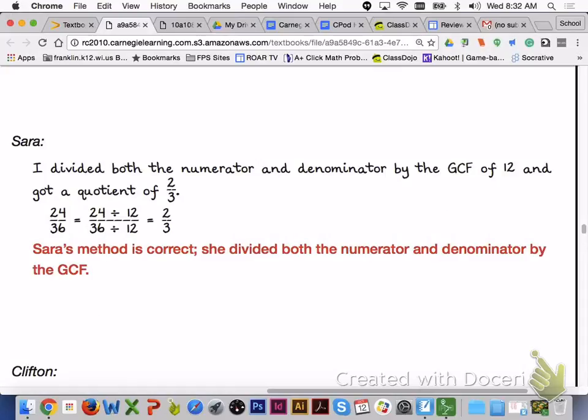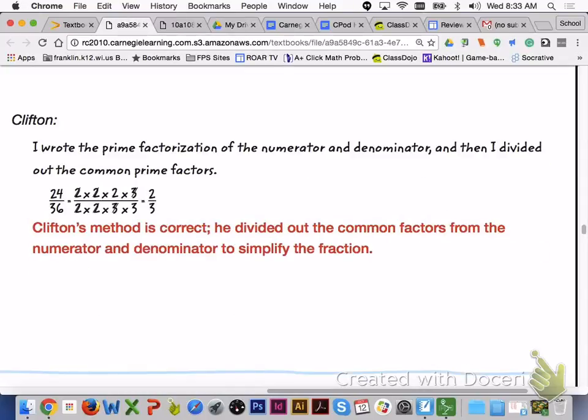Sarah's method is correct. She found the GCF of 24 and 36 and divided the numerator and denominator by the GCF in order to get 2/3 in simplest form. Clifton's method is also correct. He divided out the common factors from the numerator and denominator to simplify the fraction and get 2/3.